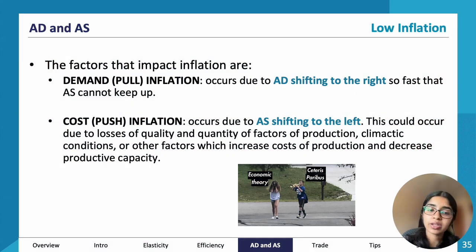So we really don't want to get cost push inflation just because it reduces our productive capacity and we're not really able to produce as much. And the reason why prices are going up is because we're not able to supply. Whereas demand pull inflation, the reason why prices are going up is because there is more demand.